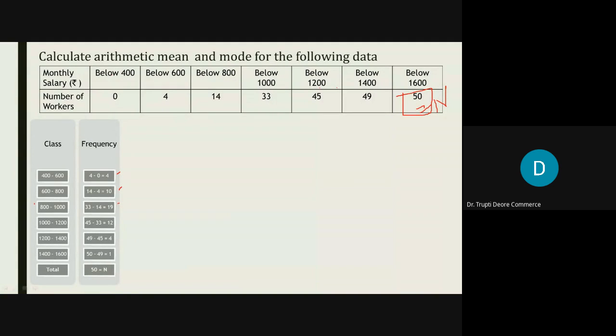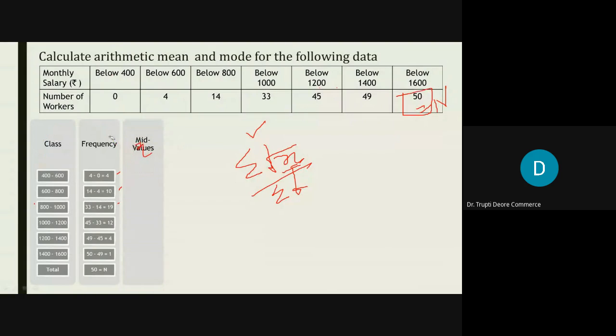Now for the calculation of arithmetic mean, what do we have to find? What is the formula for arithmetic mean? Summation of fx upon summation of f, that is n. So f is frequency, x is observation. Now there are the classes, so from classes we have to find x, that is the mid value. So the next column will be our mid value.